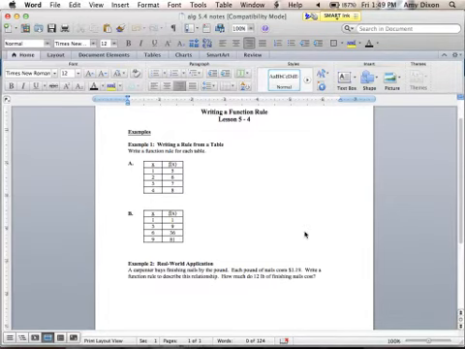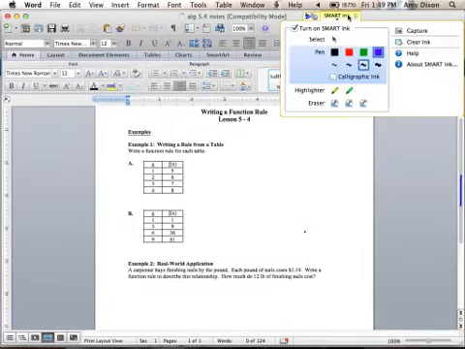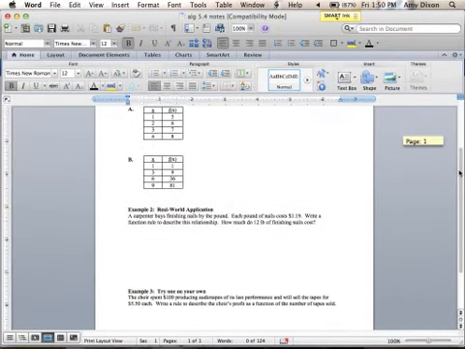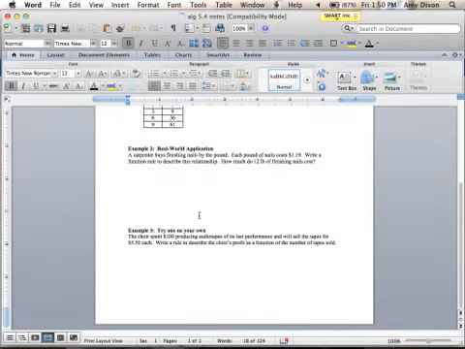Okay, now sometimes we have to write a function given a word problem. Okay, so the word problem here, we have a carpenter buys finishing nails by the pound. Each pound of nails costs $1.19. Write a function rule to describe this relationship. Okay, so that's the first part of the question.